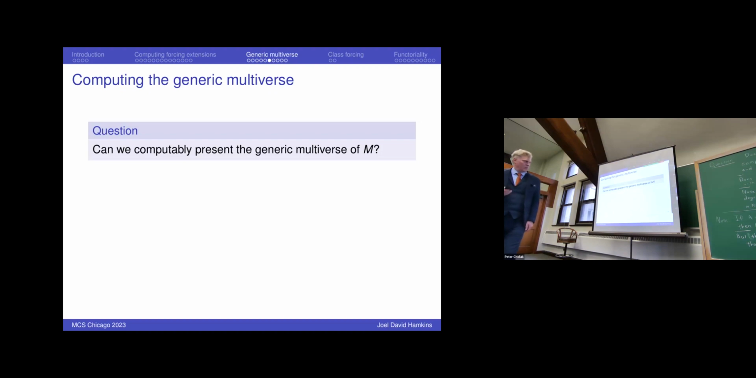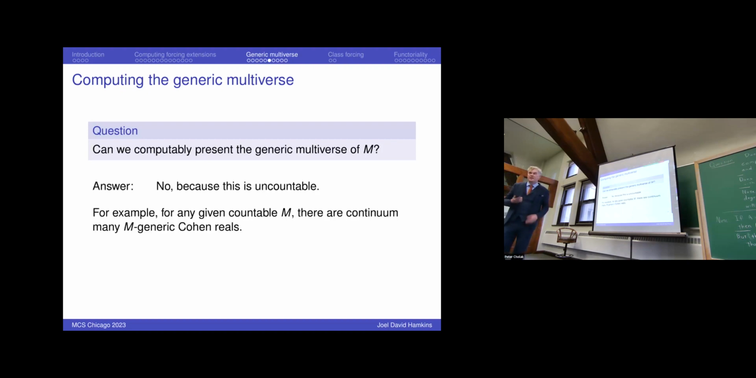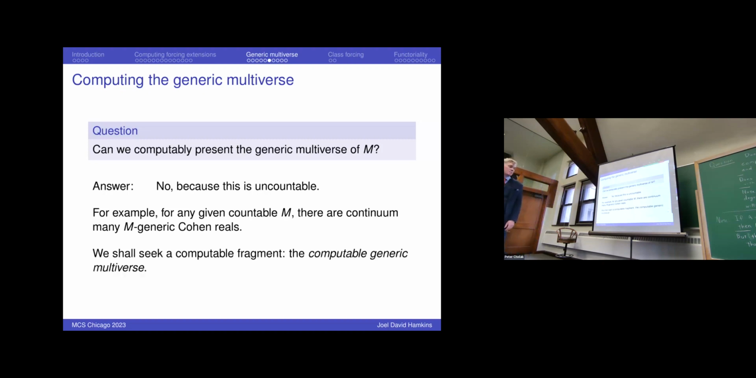So the question now is, well, what about the generic multiverse? Because so far all we've done is talk about the grounds, but the multiverse is this zigzag thing where you go to a ground and then a forcing extension, then a ground, forcing extension, then a ground. And the answer is it's uncountable. So of course you can't give a computable presentation of the whole generic multiverse. It's just too big. If I have a given model, there's continuum many forcing extensions of it. Just by adding a Cohen real, there's a perfect set of forcing extensions of it. I cannot possibly give a computable presentation of all of the generic multiverse. It's just too big.